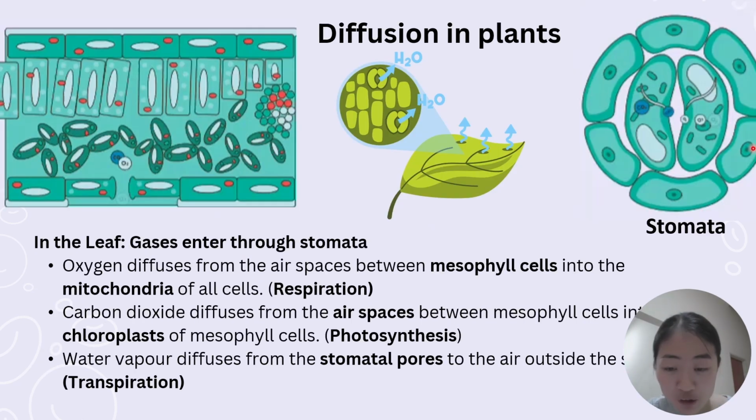Next, we talk about diffusion in plants. Remember that stomata play a very important role in plant diffusion, because in the leaf, gases enter and exit through the stomata. So where are the stomata? Stomata are found in these small holes. You can see, this is a small hole between two guard cells on the lower epidermis. Diffusion will control the movement of gas and water vapor in and out of the leaf through the stomata.